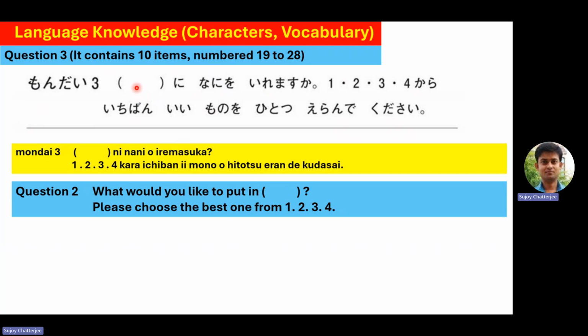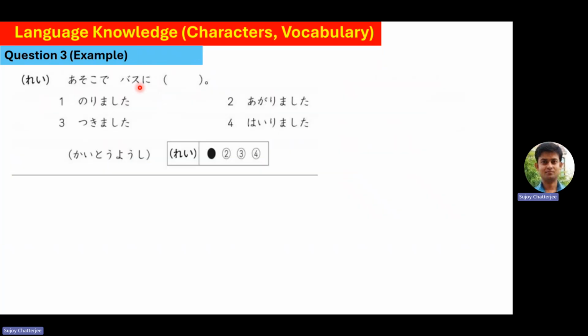So earlier in the previous two questions, something was given and you were asked to interpret that and select the correct reading or the correct symbol of kanji. But now the word itself is missing. You have to put the correct word from the options given. So let's see the example that they have given on this question paper. The question paper contains "Asoko de basu ni dash."